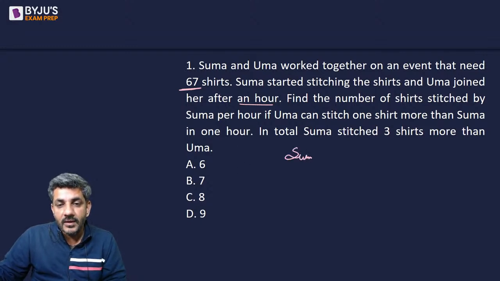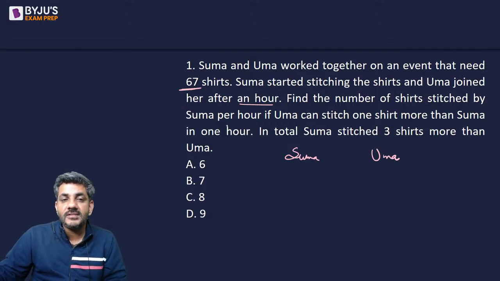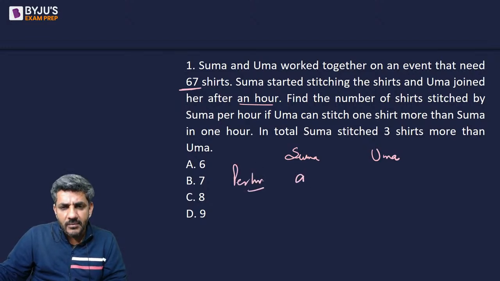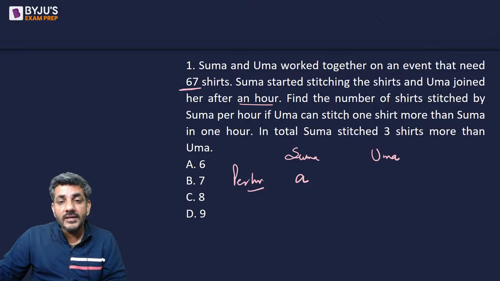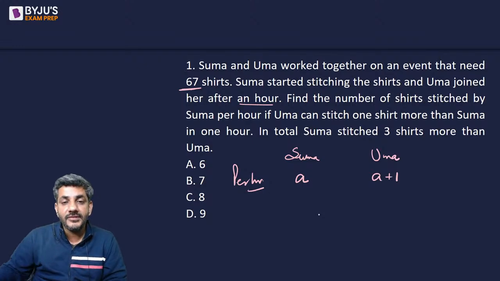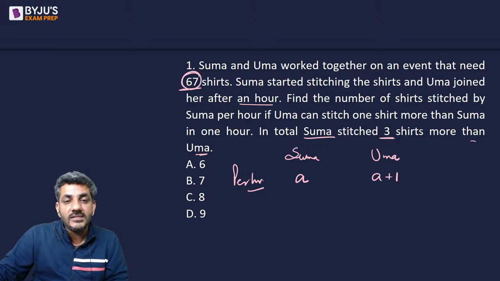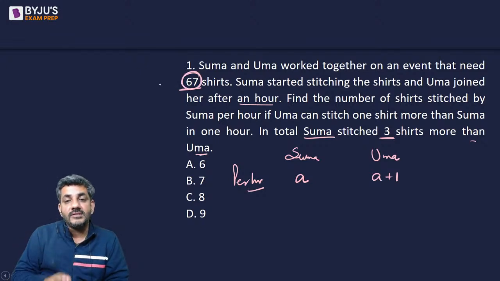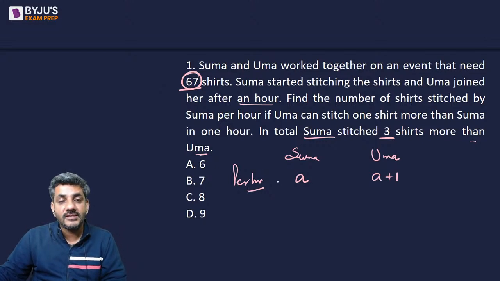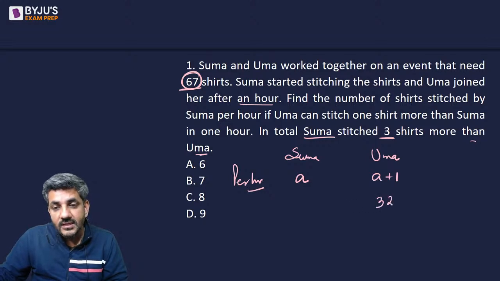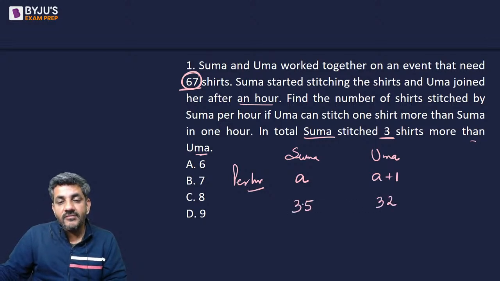So we have two people here. One is Suma, one is Uma. He says find the number of shirts stitched by Suma per hour. Let us say per hour Suma is stitching a number of shirts. Then can I say that Uma is stitching one shirt more than Suma per hour? So Suma is stitching a plus one number of shirts. In total, Suma stitched three shirts more than Uma, and total shirts are 67. If Suma has stitched three shirts more than Uma and total are 67, can I say the only possibility in this case is that Uma has stitched 32 and Suma has stitched 35?